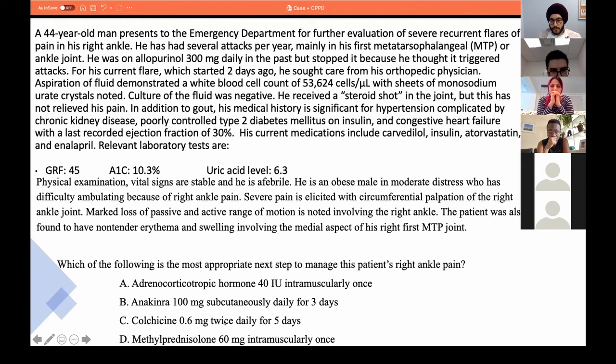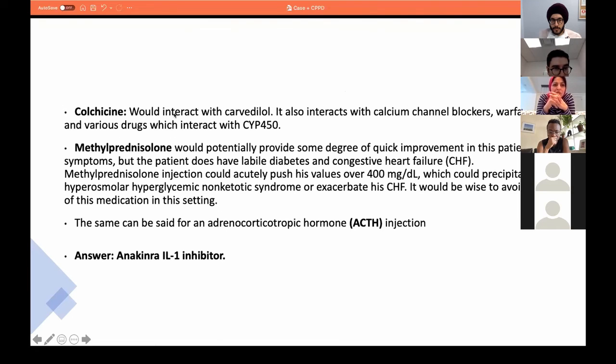Colchicine, so the boards really want you to know the interactions between colchicine and the medications that the patient is already on. In this case, it would interact with carvedilol. It interacts with most beta blockers, so just be aware of it. And this patient has CHF, so we cannot just stop his beta blockers. It also interacts with calcium.